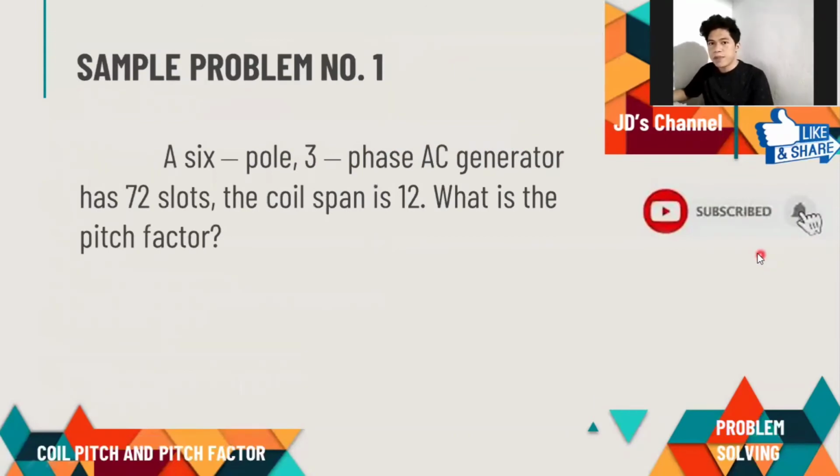So for sample problem number 1, a 6-pole 3-phase AC generator has 72 slots. The coil span is 12. What is the pitch factor? Ayan, so paka-ready po ng ating mga ball pen at calculator, and also the notebook or a clean paper, and then tayo po ay magsusolve na. Sabayan niyo po ako at tayo magsusolve.